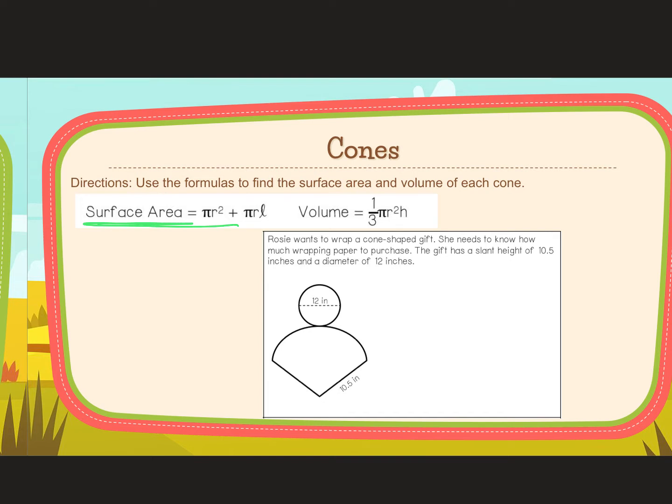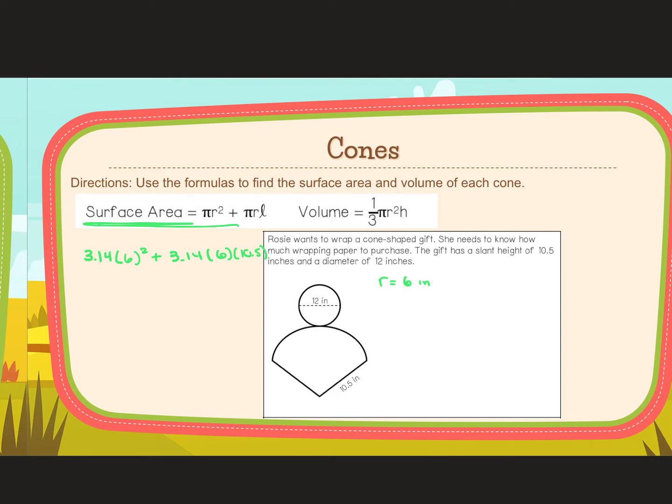All right, so the formula for surface area of a cone is pi r squared plus pi r L. So remember, L is the slant height. So here we're going to use 3.14 for pi. We have our radius squared, so here they give us a diameter, so our radius is going to be 6. And then we're adding it to our 3.14 times our radius times our slant height of 10.5.